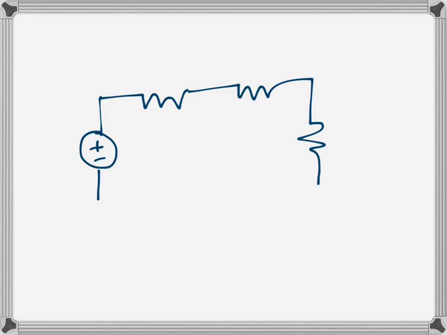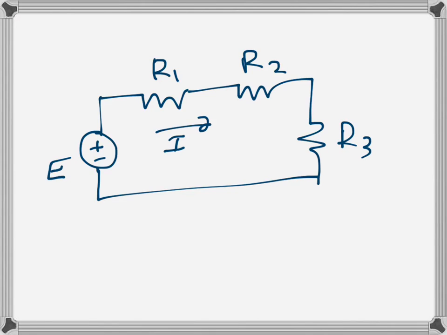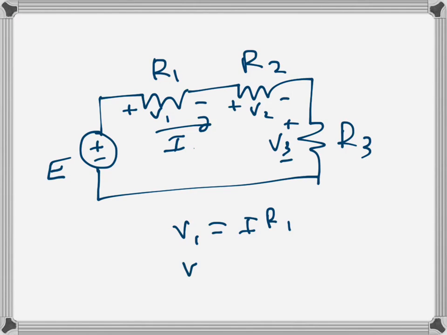Let's consider a series circuit with a voltage source. So we have three resistances connected with a source. Let's say this one is E volts, this is R1, R2, R3, and the series current is I. So from Ohm's law we can say that the voltage drops, if we call them V1, V2, V3, are V1 = IR1, V2 = IR2, and V3 = IR3.